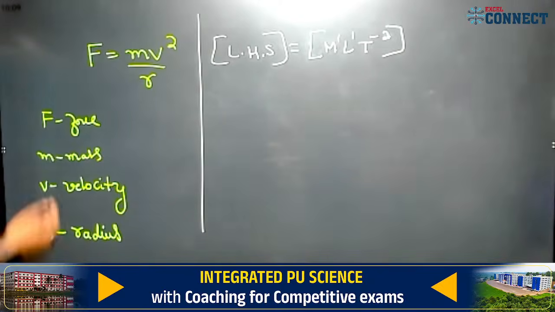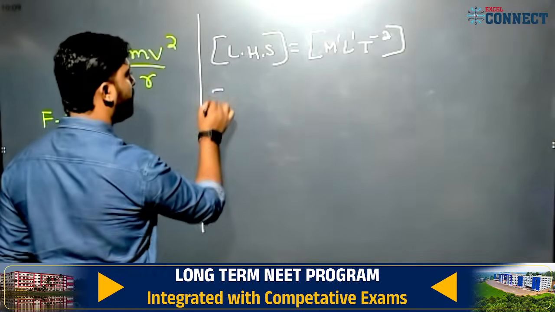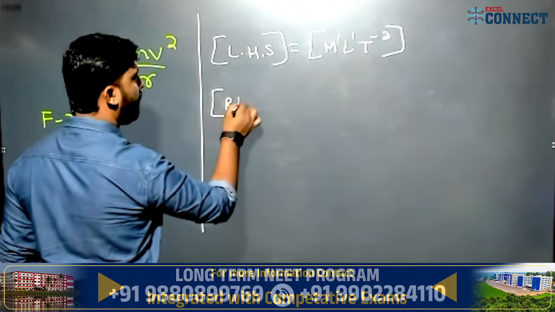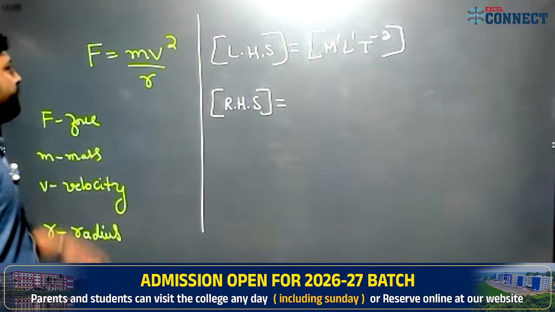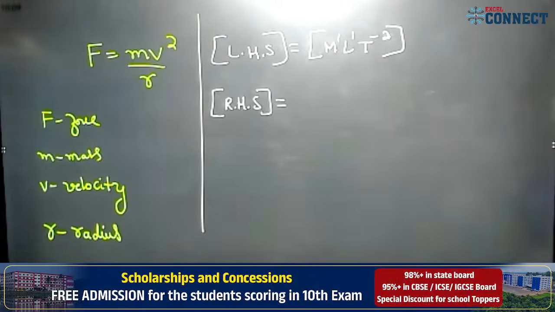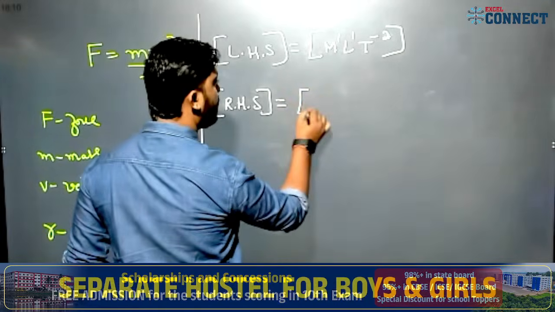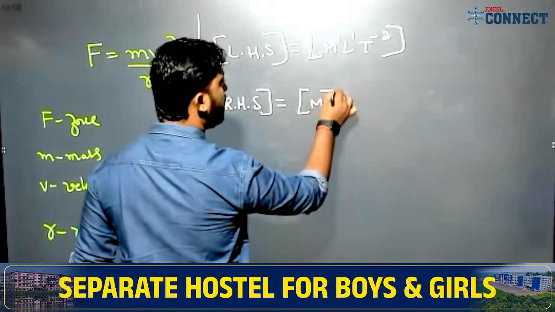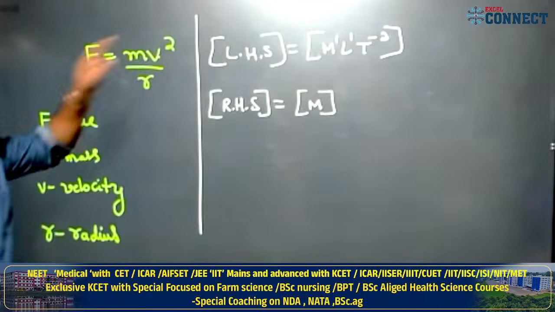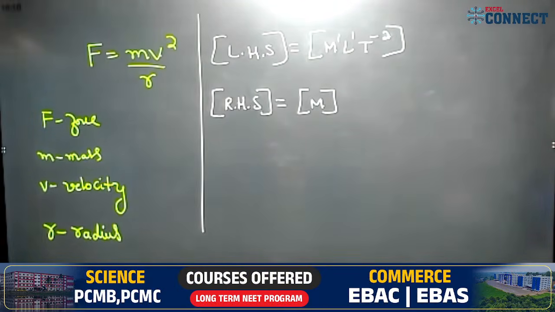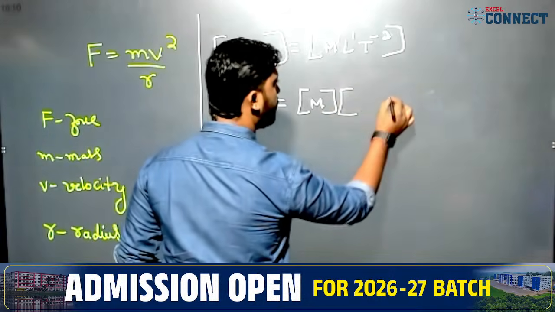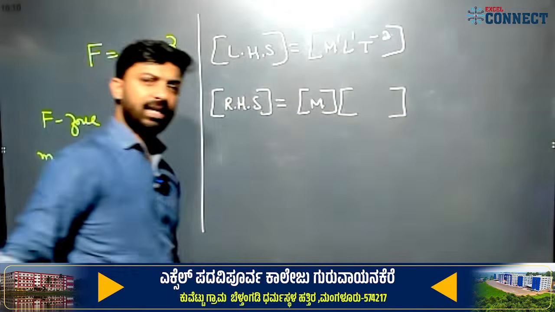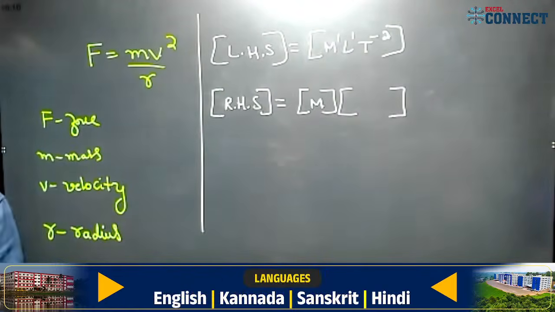Now, what is the dimension on the right hand side? First term is mass. What is the dimension of mass? It is simply M. The next term is velocity. It is given in the question, v is velocity. So, what is the dimension of velocity? Comment in the comment box quickly. What is the dimension of velocity?